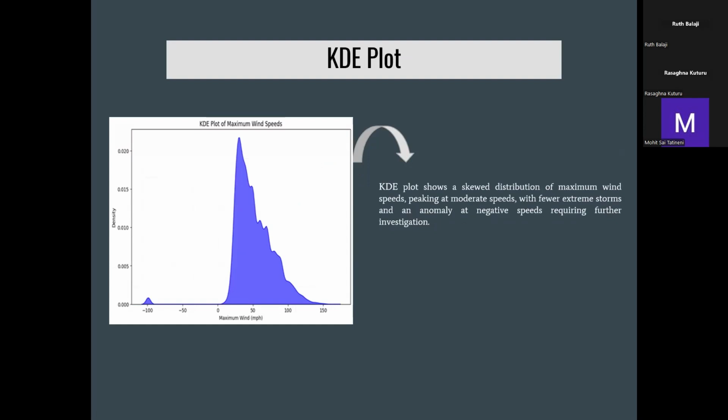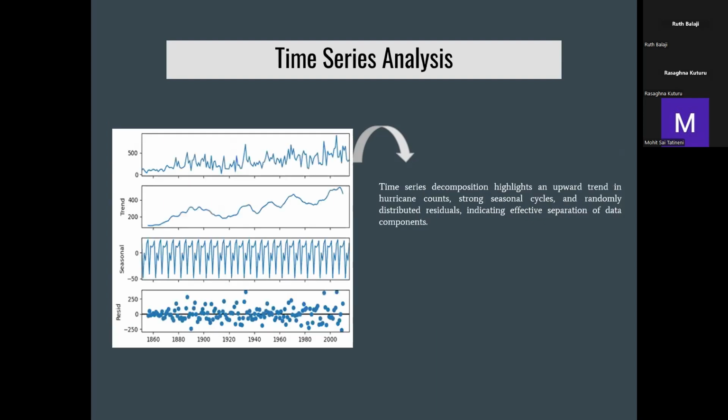The KDE plot reveals a skewed distribution of hurricane wind speeds, with moderate storms being most common and extreme storms rare. Anomalies highlight the need for data validation, aligning with our goal to improve data accuracy and analyze intensity patterns. The time series analysis shows an upward trend in hurricane counts with clear seasonal cycles. These trends support our objective of understanding long-term patterns and peak activity periods for better disaster preparedness.